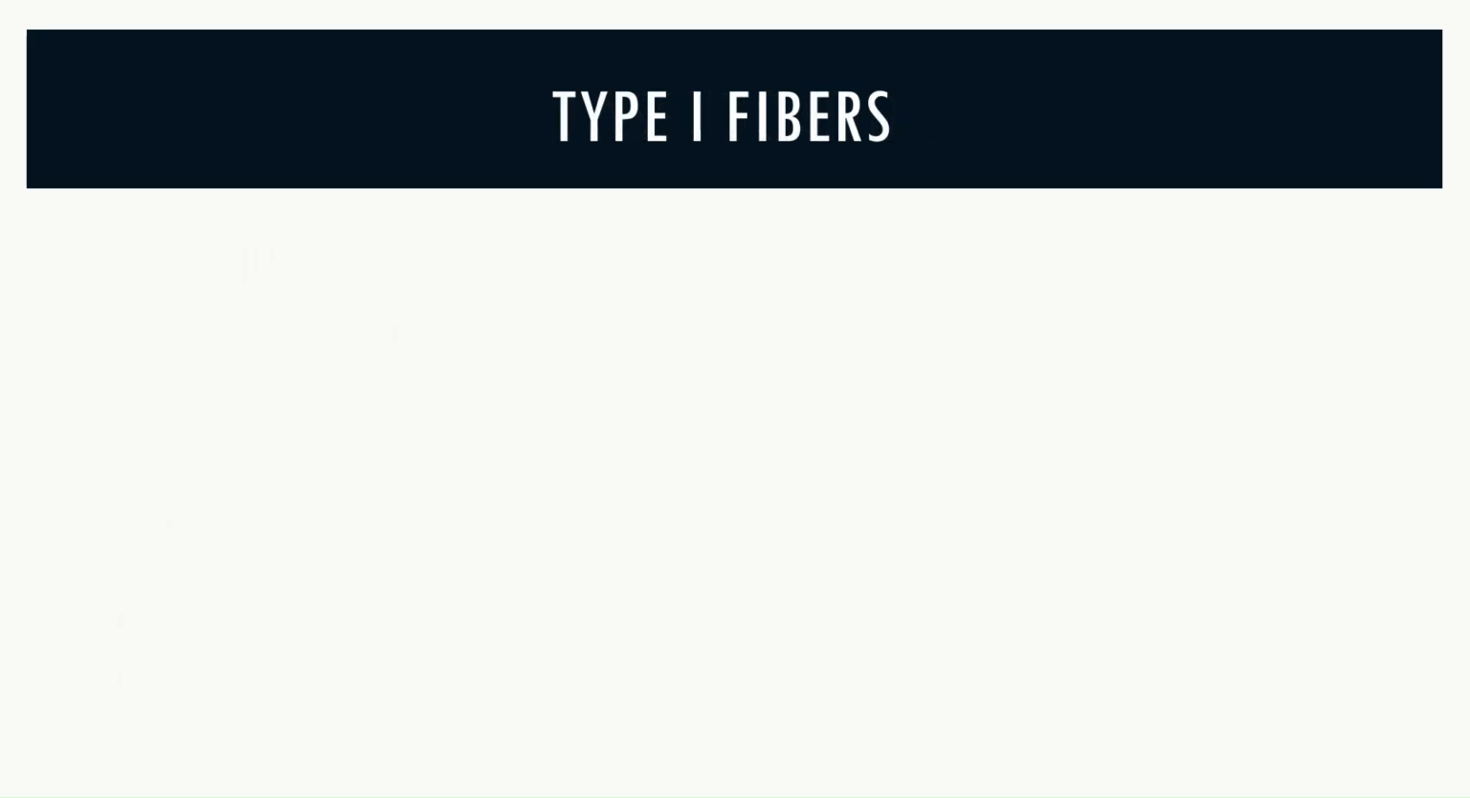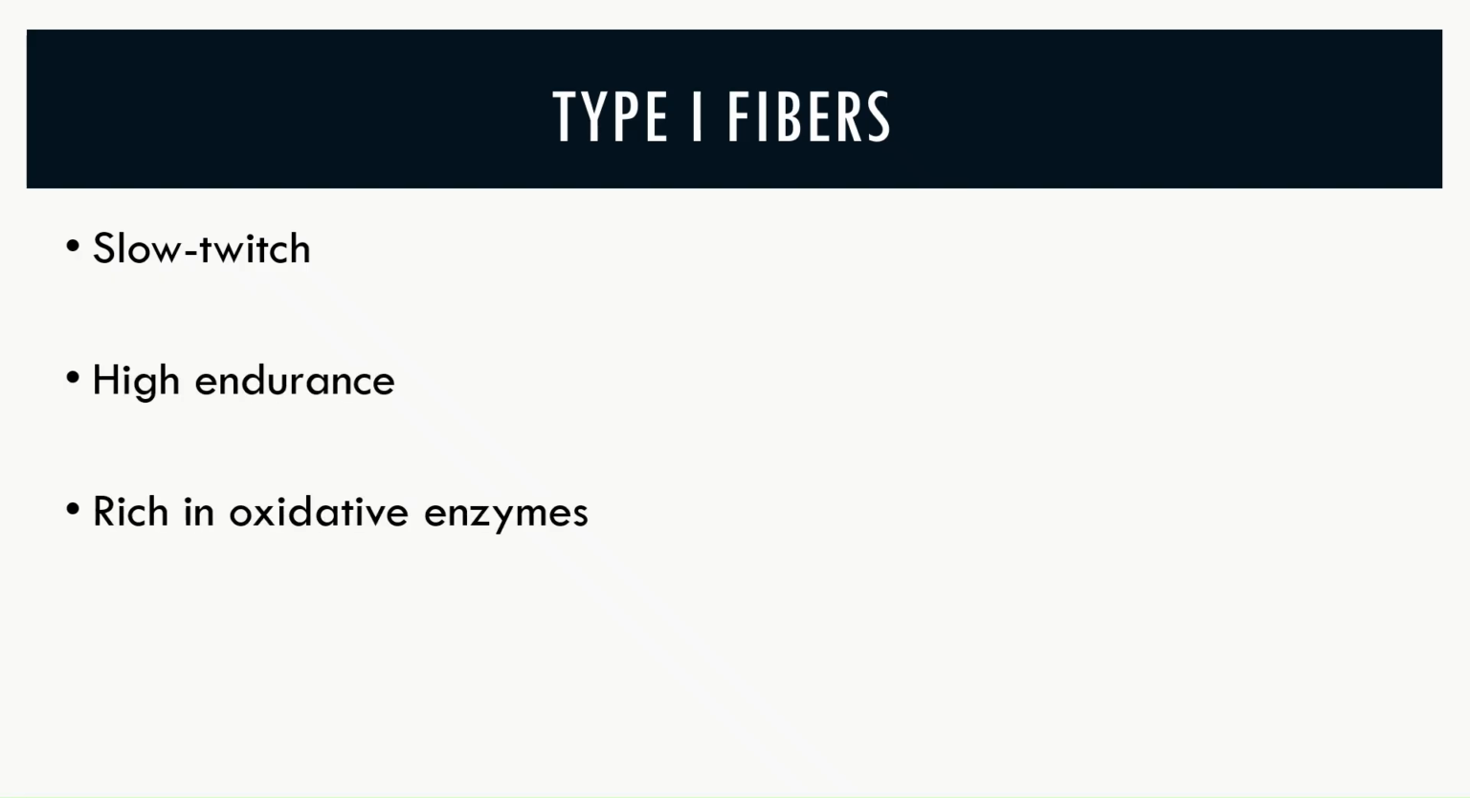Type 1 fibers. Type 1 fibers are slow twitch fibers with high endurance capacity. They are rich in oxidative enzymes and highly resistant to fatigue, making them ideal for sustained respiratory activity.